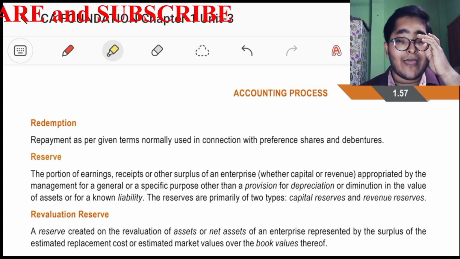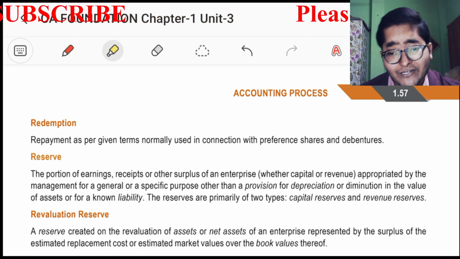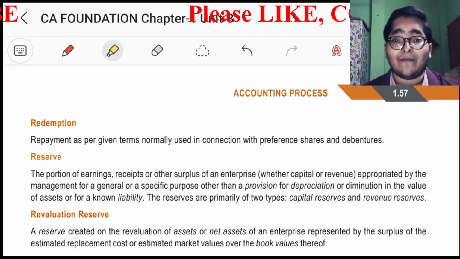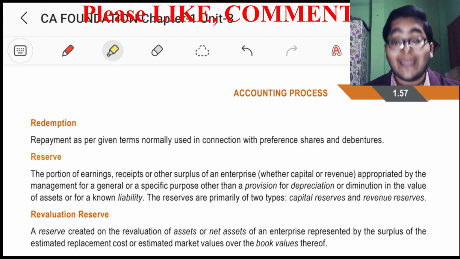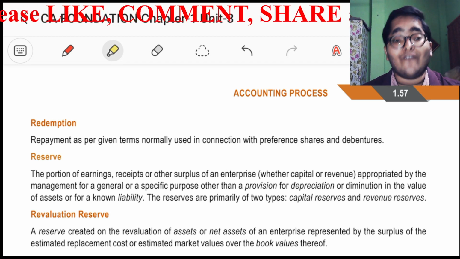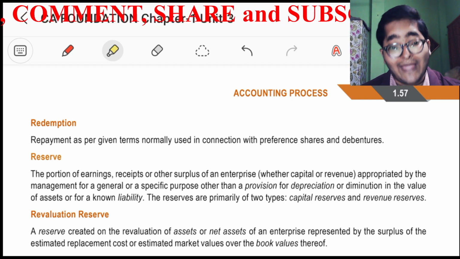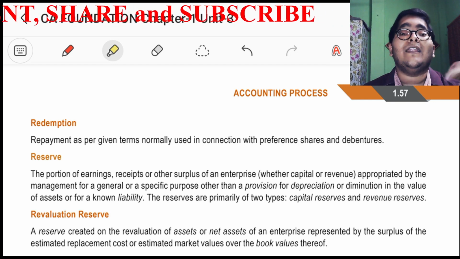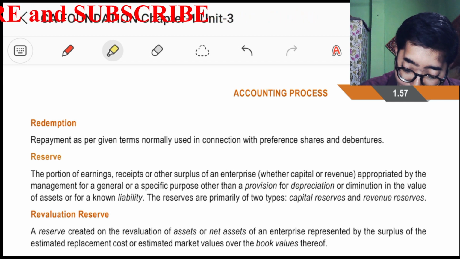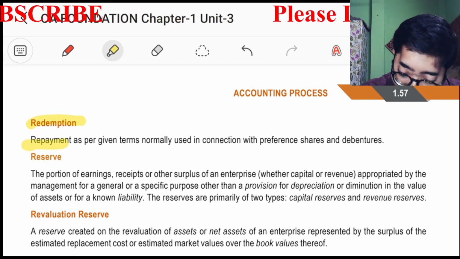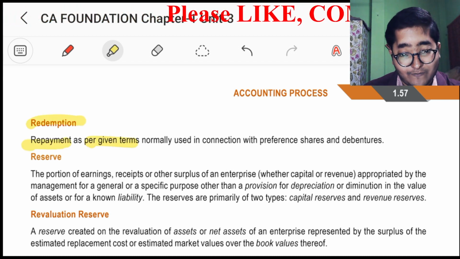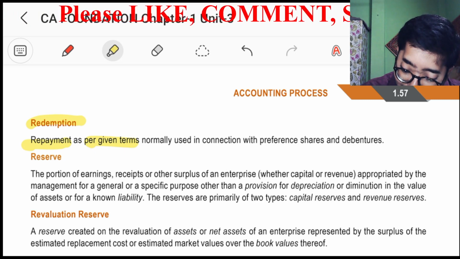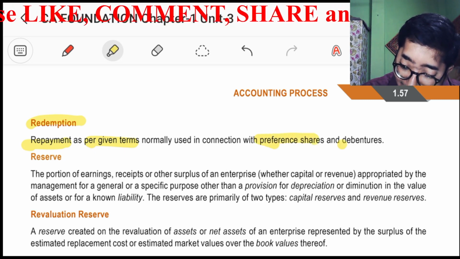Redemption जो term है वो related है preference shares से या फिर debentures से। Redemption एक repayment है जो एक given term के बाद normally हो जाता है। So redemption is a repayment as per given terms normally used in connection to preference shares and debentures.